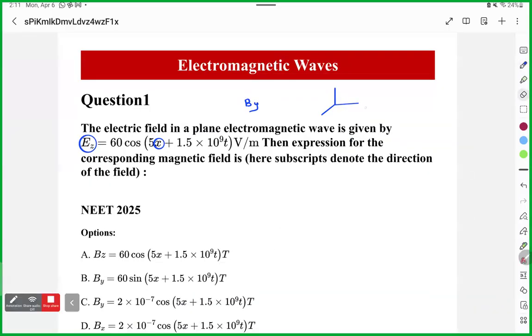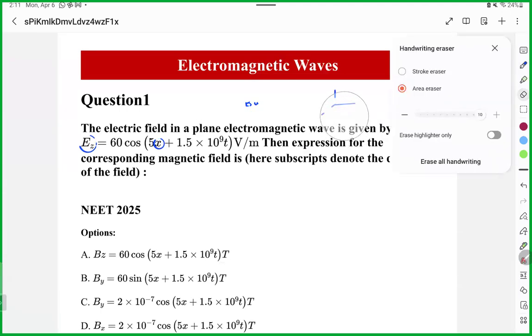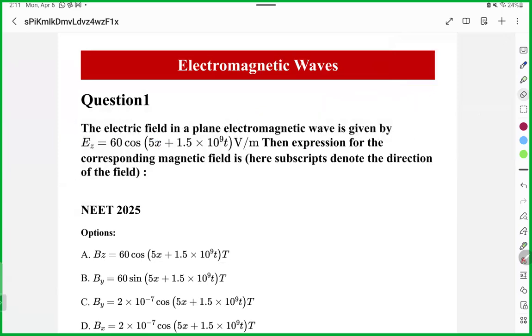Look at this, guys. NEET 2025 question. Electric field is equal to this. The expression is related to the magnetic field. We know electric field, magnetic field, and direction of propagation are perpendicular to each other. In this case, if the electric field is present in the z-axis and it is propagating in the x-axis, then the magnetic field will be in the y-axis. You can easily eliminate two options.